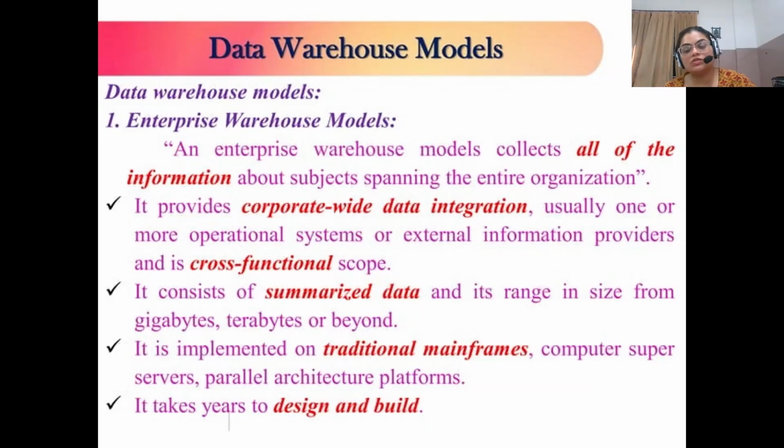So an enterprise warehouse model collects all of the information about subjects spanning the entire organization. It provides corporate-wide data integration, usually from one or more operational systems or external information providers, and is cross-functional in scope. It consists of summarized data and ranges in size from gigabytes to terabytes or beyond. It is implemented on traditional mainframes, computer super servers, parallel architecture platforms, and it takes years to design and build.